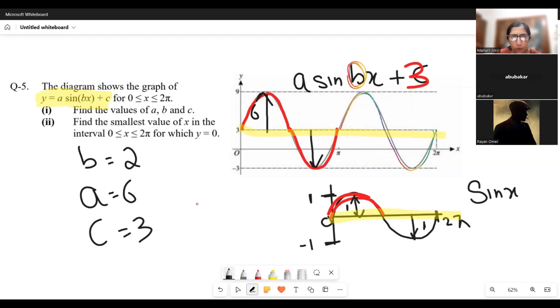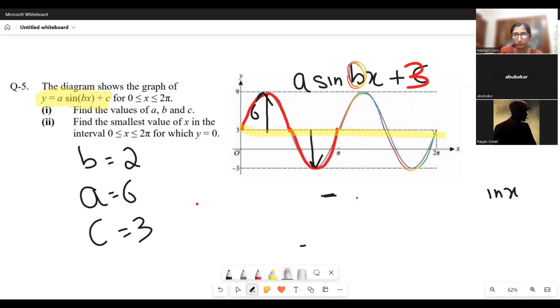Okay. Find the smallest value of x in the interval 0 to 2 pi for which y is equal to 0. Where is y equal to 0 on our graph? Here y is 0, here y is 0, here y is 0, and here y is 0. So for the given graph, there are 4 points where y is 0, but they're only asking for the smallest possible one. That means they're asking for this value of x, where y is 0.